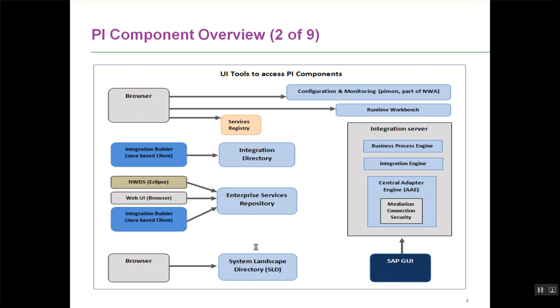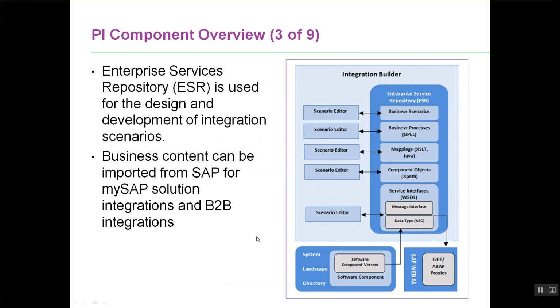Okay, so what else is there in the PI component overview? We'll now look at the enterprise service repository. Within the enterprise service repository, these are the various types of objects that you would be building. At this point, I'm not going to go into each of these objects. I'll just briefly touch upon them at a very high level, and then when we are building them in the system, you will be able to understand them.